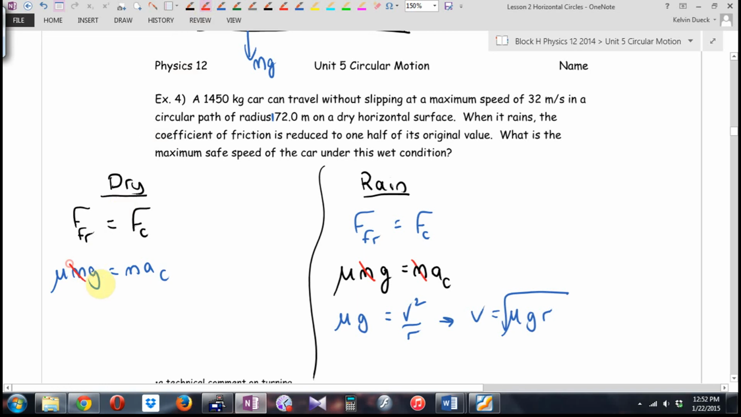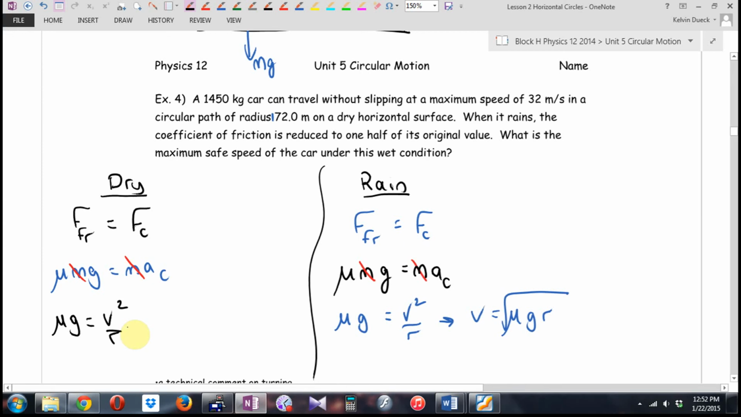Ha! Mass cancels here too. Oh, yeah, because a truck and a motorcycle and a semi and a car all drive on the same road. This is going to be mu g equals v squared over r. How did you know to use v squared over r? Because they gave me the speed when it's dry.